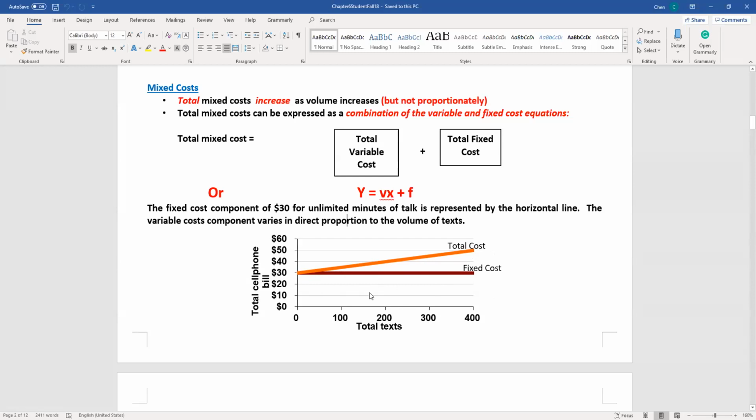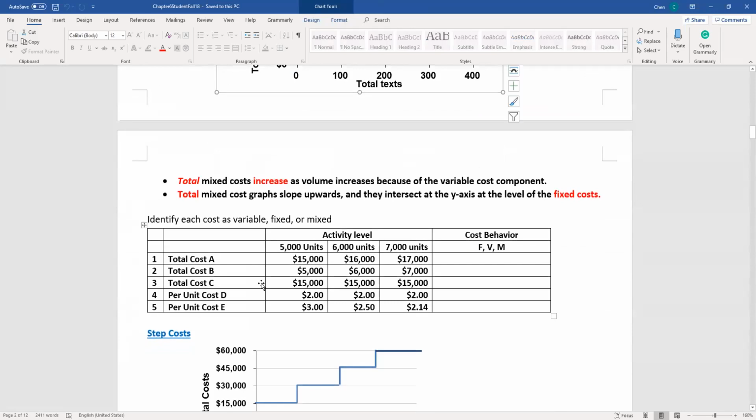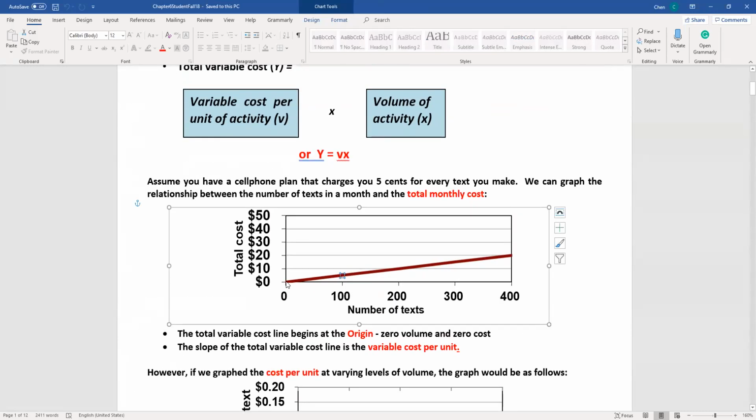So the main difference between mixed cost and variable cost is that the mixed cost line does not start from zero because it contains a fixed cost component, while the variable cost graph starts from zero.